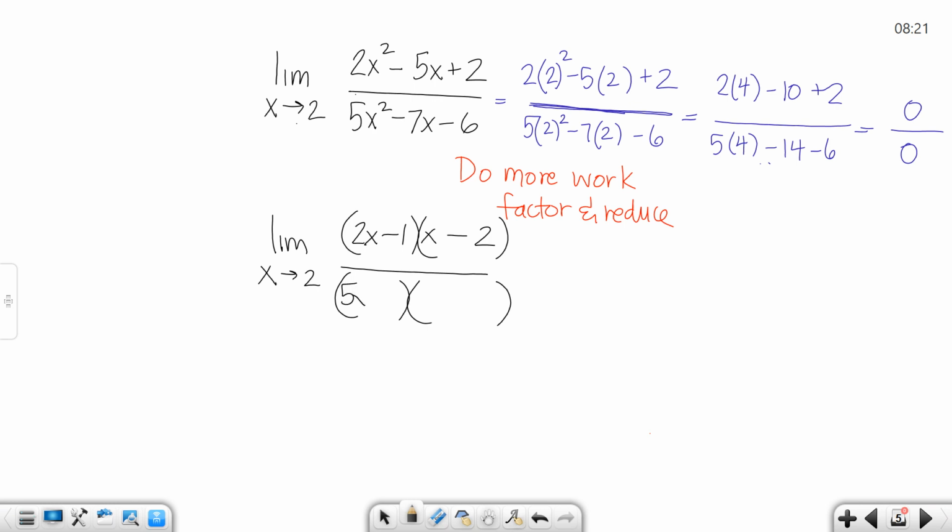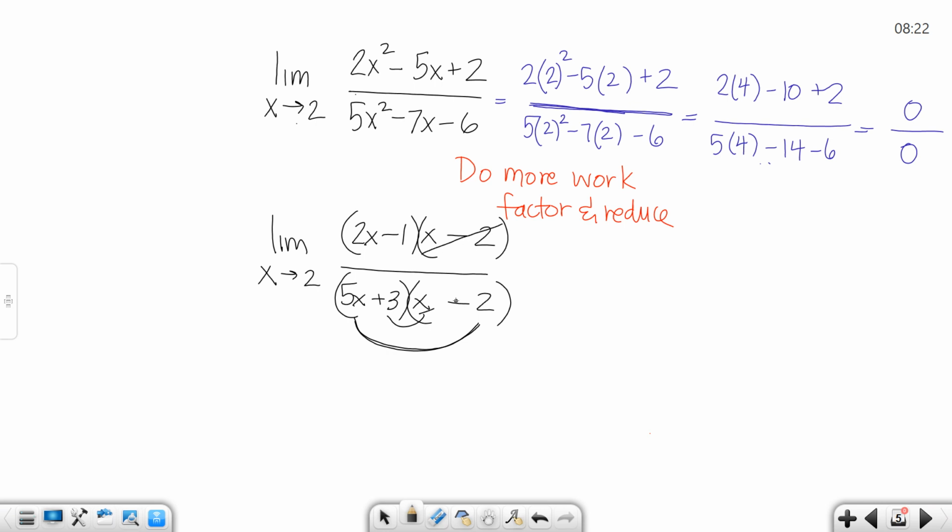Across the bottom, I have a 5x and an x. And the choices that I think I'm going to use are 3 and 2. This would give me 10 and 3. So that works and gives me a 7. I need the 10 to be negative and the 3 positive. So that's how it would factor.